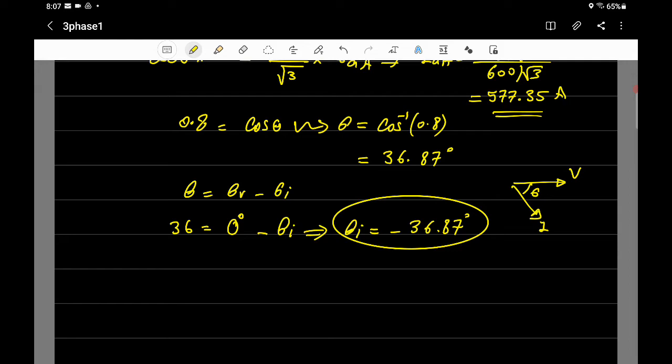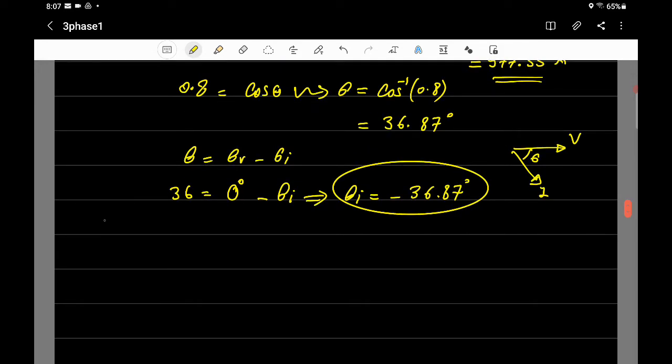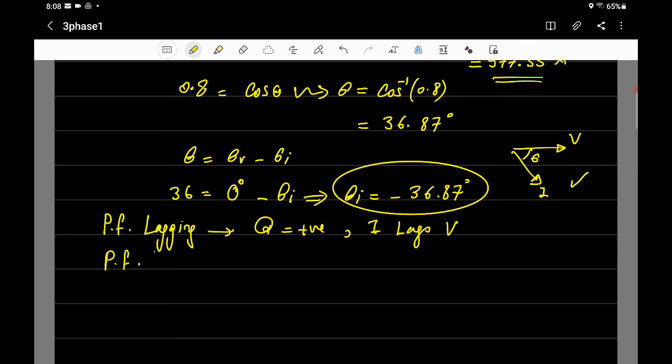Now we mentioned something about power factor lagging. Yes, this is very important to know. If the power factor is lagging, what does it mean? It means Q is positive, and the current I lags the voltage V, like in this situation. If the power factor is leading, what does it mean? Q is negative, and the current leads the voltage.